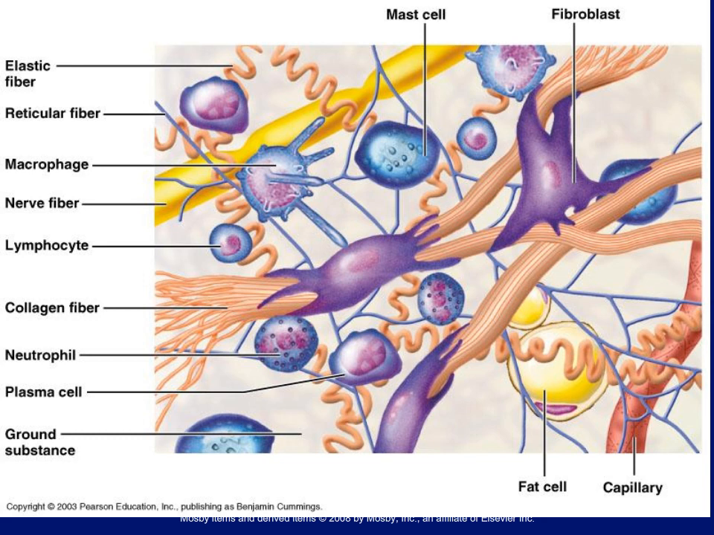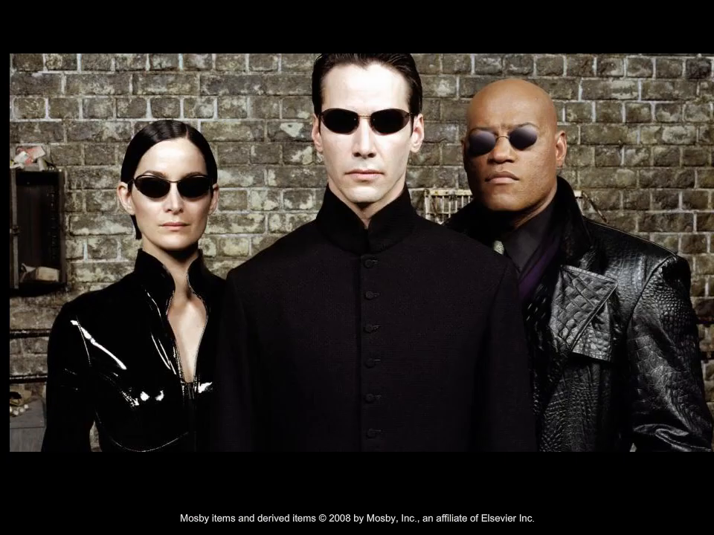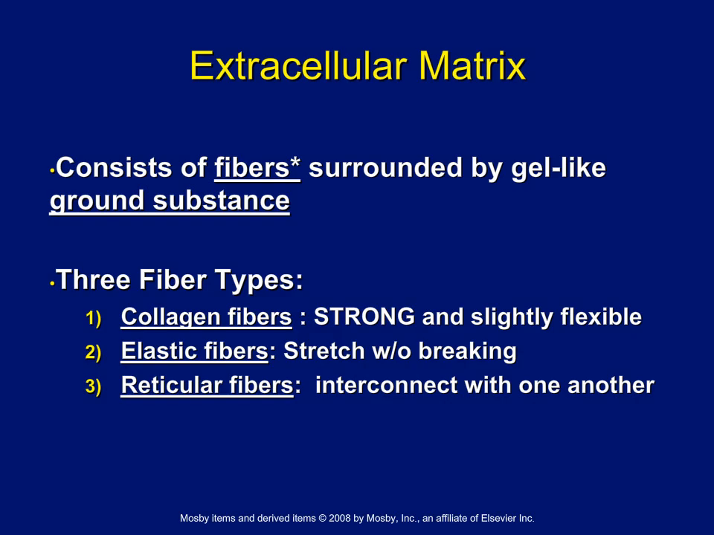Okay, so now enough about cells. We already talked about all the cells that are in connective tissue. Now let's go talk about the matrix. No, not that matrix. The matrix I'm talking about here is the extracellular matrix. That is everything within a connective tissue that is not made up of living cells. And in most connective tissues, the matrix is made up of two things. It's made up of fibers, and it's also made of something called ground substance.